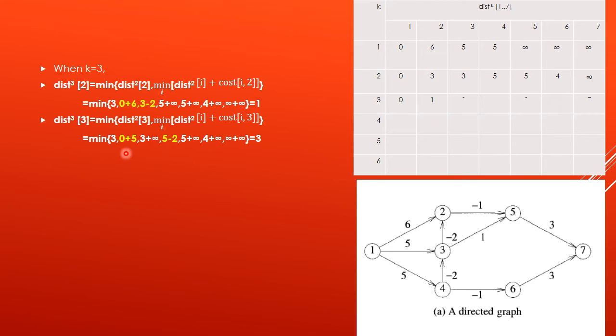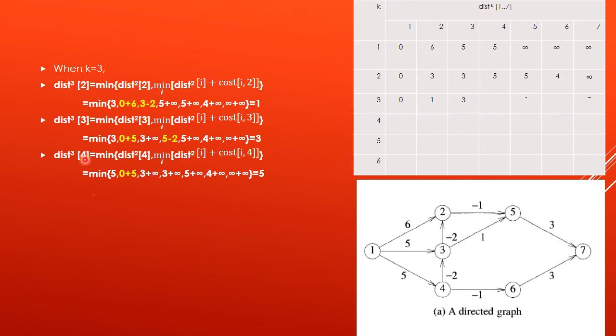Similarly, we'll find distance 3 of 3. 3's previous distance is 3. Let's try to get the new distance. So for that, check 3 is connected to which nodes? 1 and 4. So except 1 and 4, remaining are infinity. So 1's old distance is 0 and 1 to 3 is connected with the edge 5. So add it, and 4's old distance is 5 and minus 2 is the edge weight. So this is going to give you 3. Similarly, I have noted down 1 and 3 values in the table.